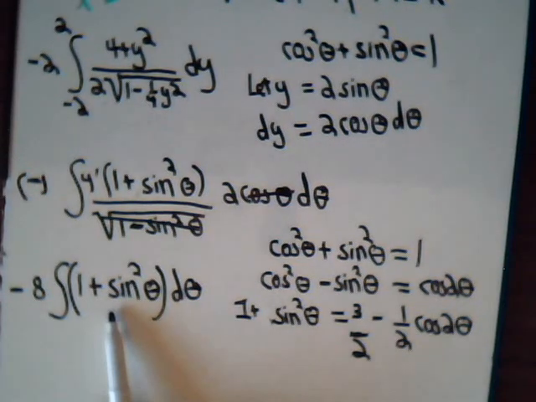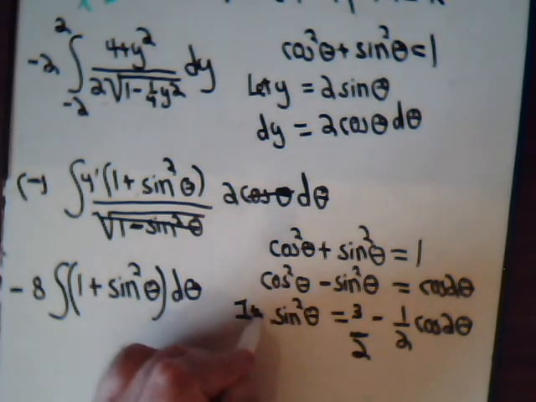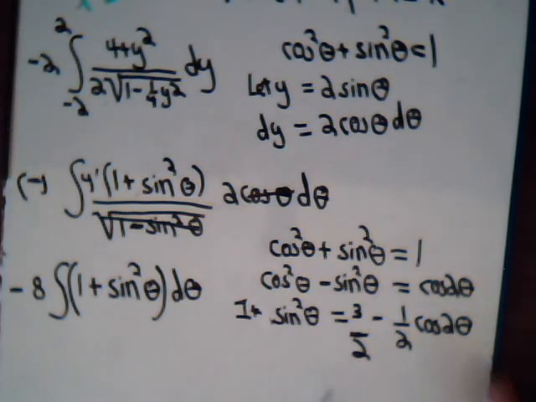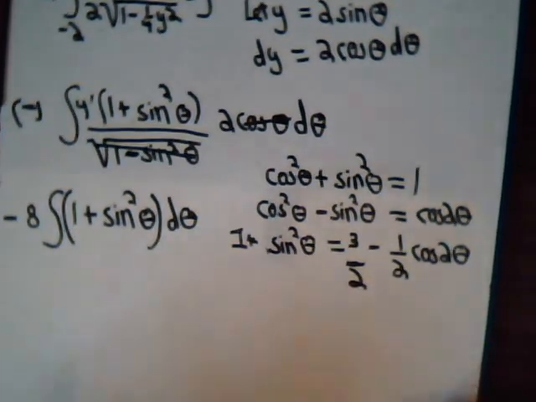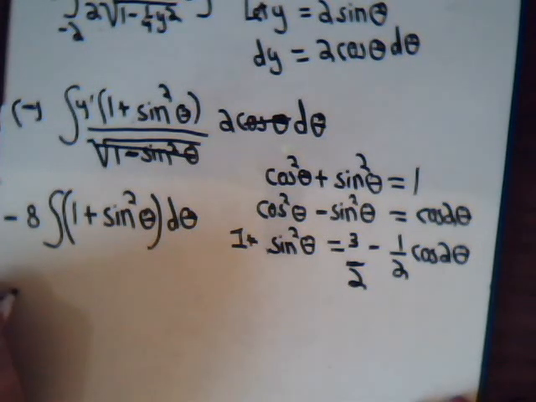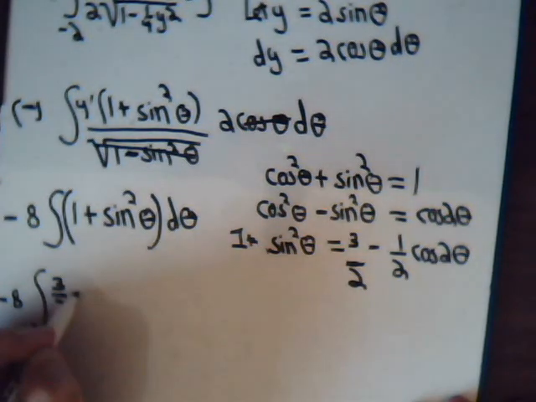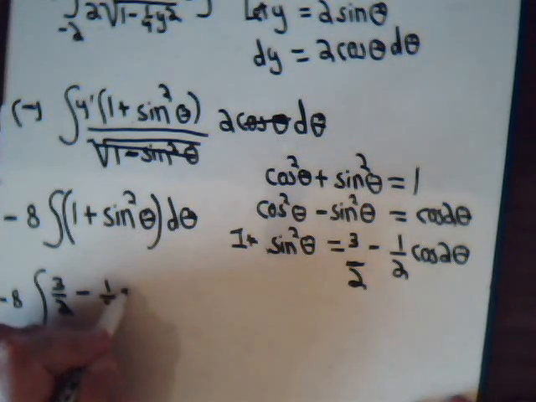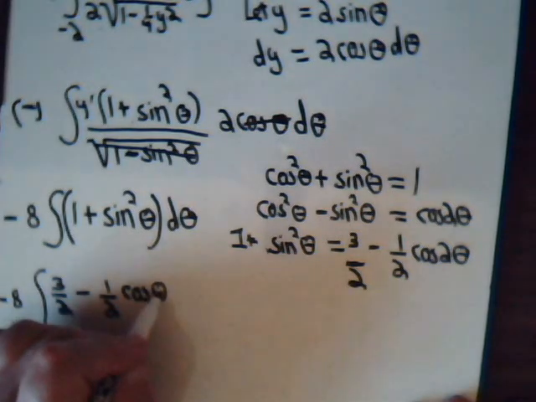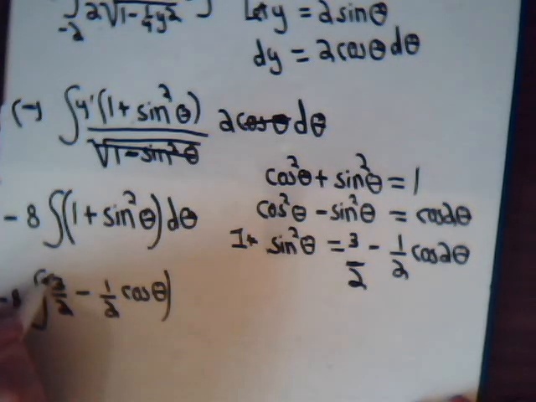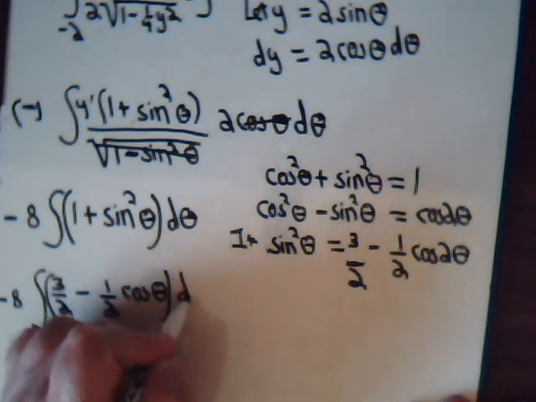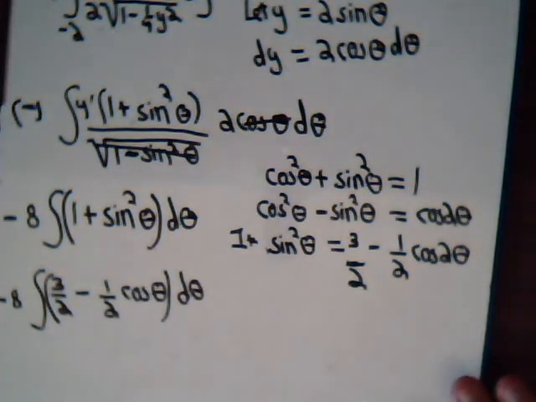So for this, 1 plus the sine squared of theta, we can substitute this in, and that will then be our new integral, and that we should be able to integrate. Let's see what we have. We'll have minus 8. We still have to consider our limits. This is 3/2 minus 1/2 the cosine of 2 theta d theta.